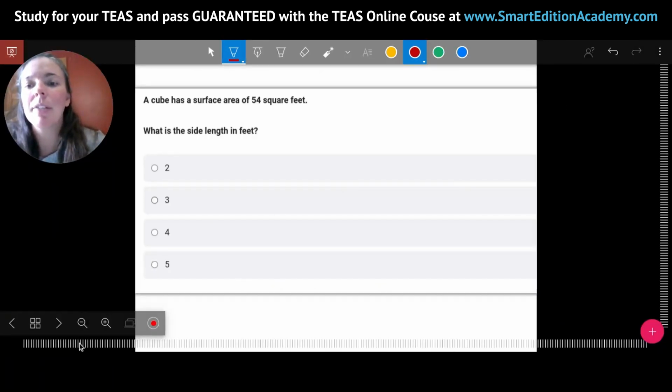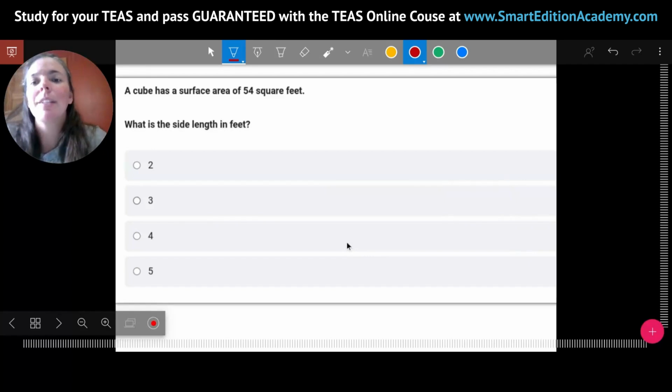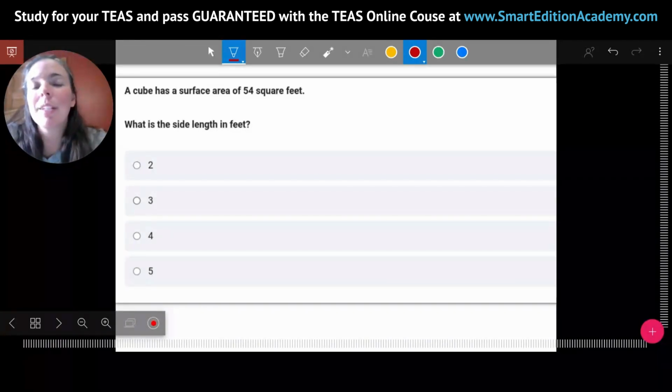Okay, how about this one? A cube has a surface area of 54 square feet. What is the side length in feet? So for this one, the surface area formula may be helpful. But there's actually another way to do it. Essentially with surface area, if you have a rectangular prism, you use that formula that was on the first slide here. A cube is a type of rectangular prism, so we could totally use it.